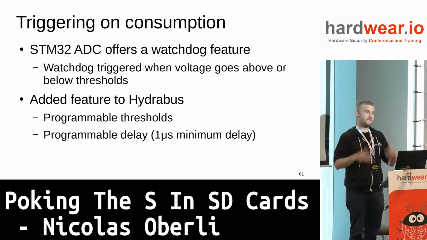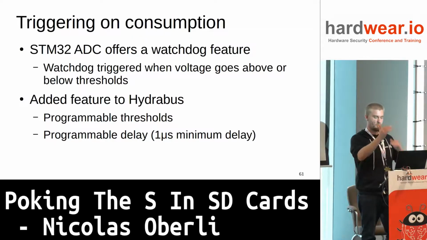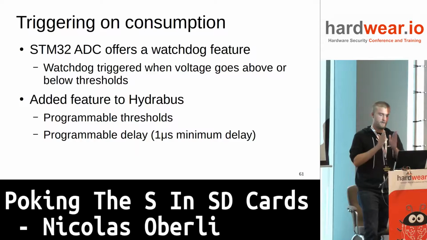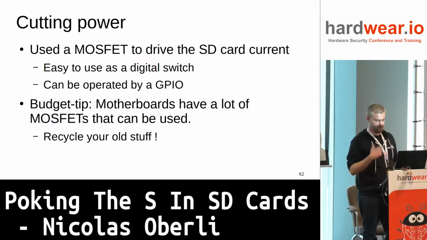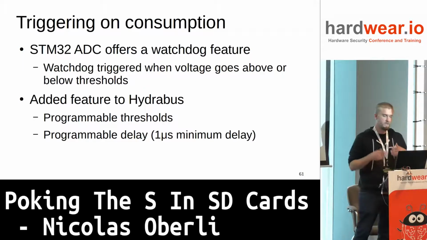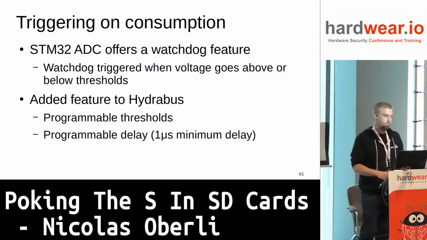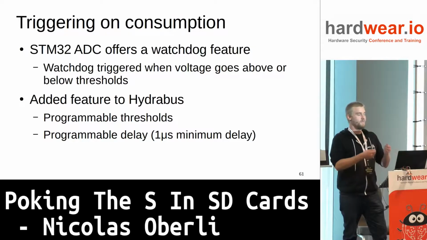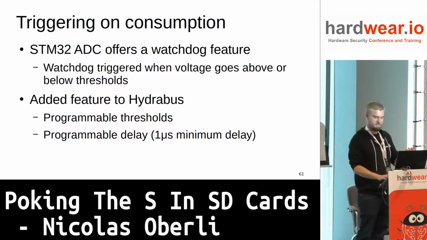So what I did, I added this feature, the ADC trigger. So I'm able to set the thresholds, and I'm able to change the delay. The minimal delay is 1 microsecond for the microcontroller to work. So once I have this trigger, that's the first thing. But then what do I do with this trigger? I mean, I cannot use it to, let's say, use a motor or whatever to pull the card out, right?